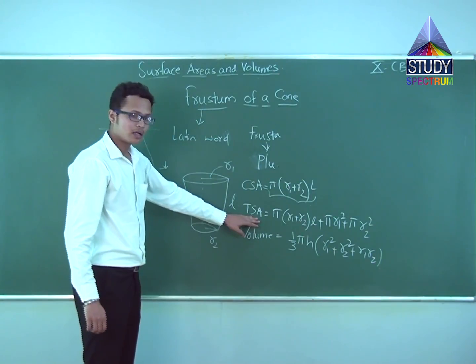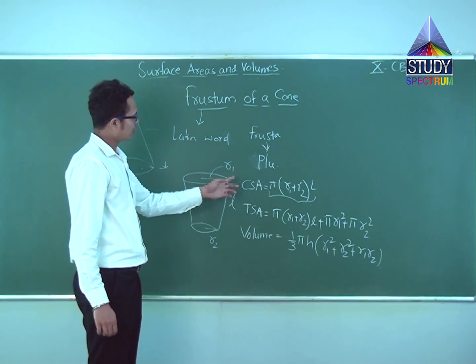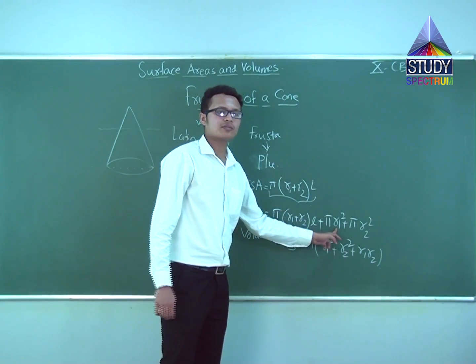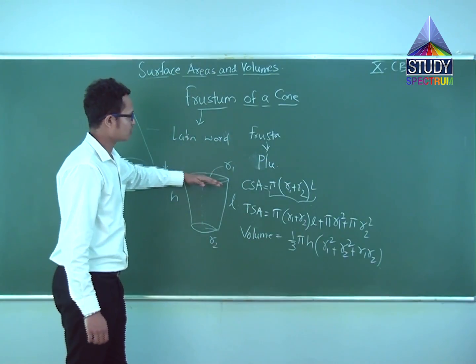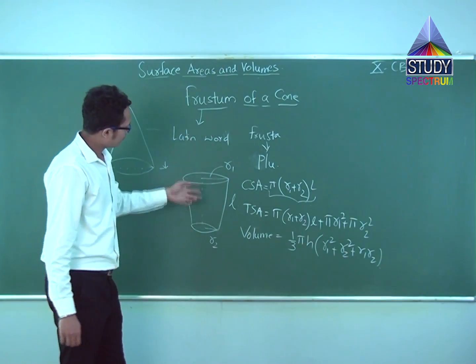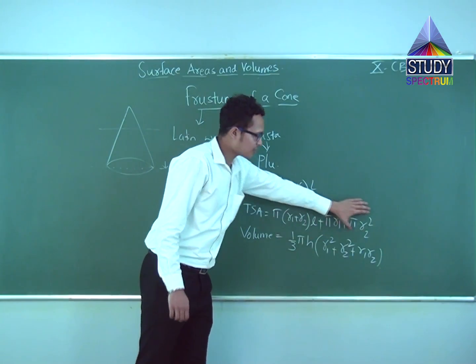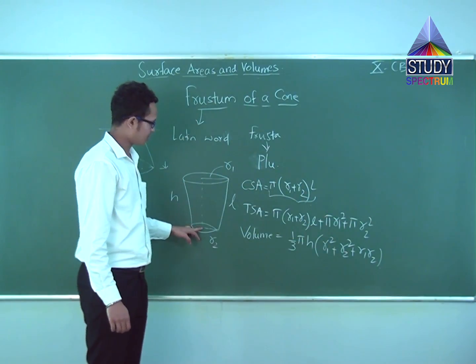Now, for the total surface area, when one of the ends is open, you do not add pi R1 square, or you can just substitute R1 square as 0, because you do not add the top surface, since it's open. Based on which ends are open or closed, you add or remove these terms.